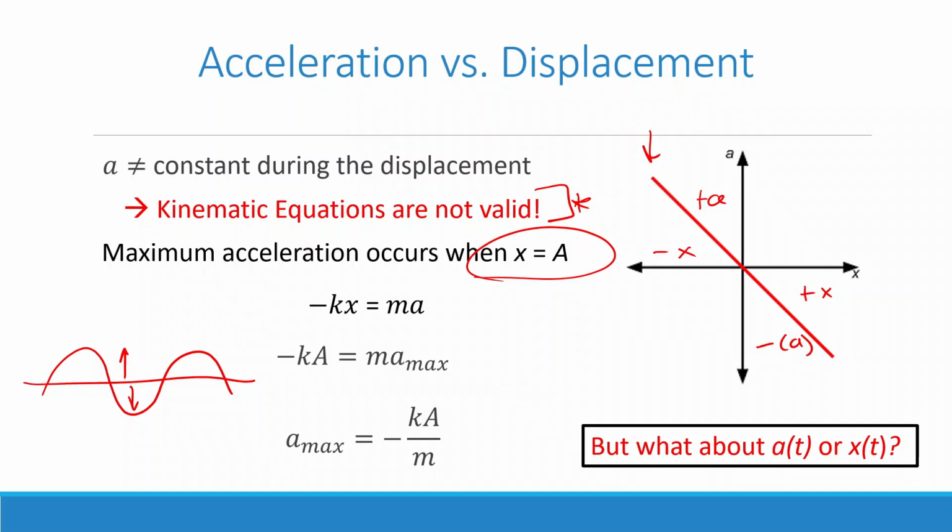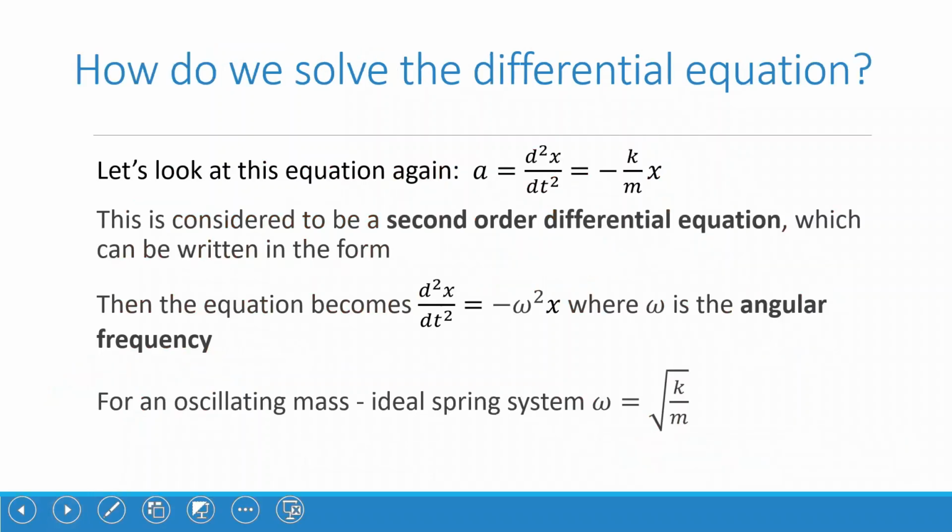So how are we going to find x of t? How are we going to find a of t? How are we going to figure out what these values are over time? Well, we do have to go back to that differential equation. We cannot solve this on our own, but the general format of a second order differential equation is this.